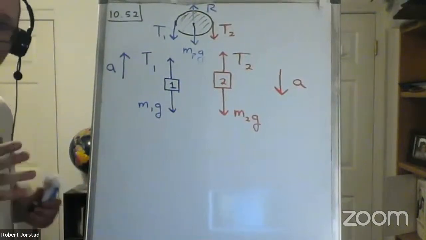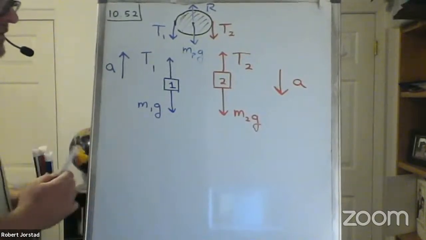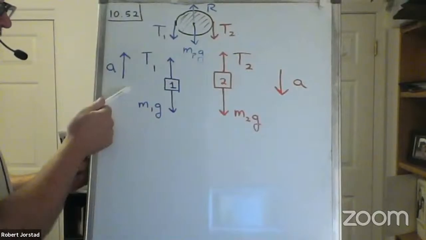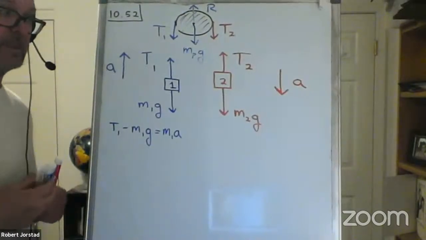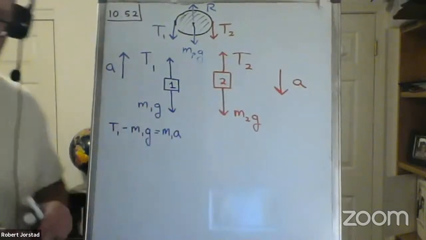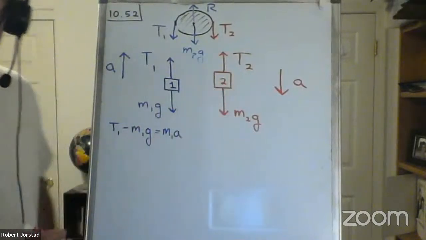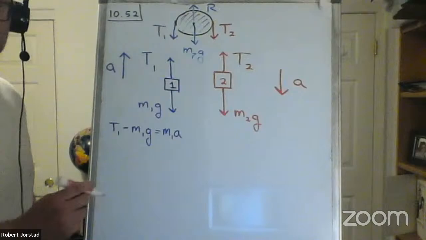All right. So now, out of all these, somebody just give me the force equation here for this block number 1. What's the force equation? T1 minus M1G equals M1A, because they're all the same acceleration. Somebody else, give me the force equation for this one. T2 minus M2G equals M2A.